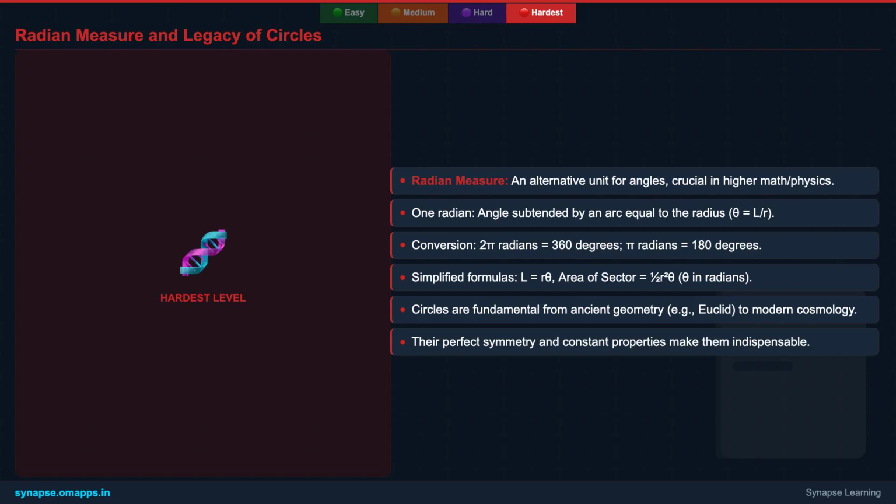The legacy of circular geometry extends from ancient constructions to modern technology, continuously enabling innovation and deeper understanding of the universe around us. Circles are truly fundamental to both pure and applied mathematics.